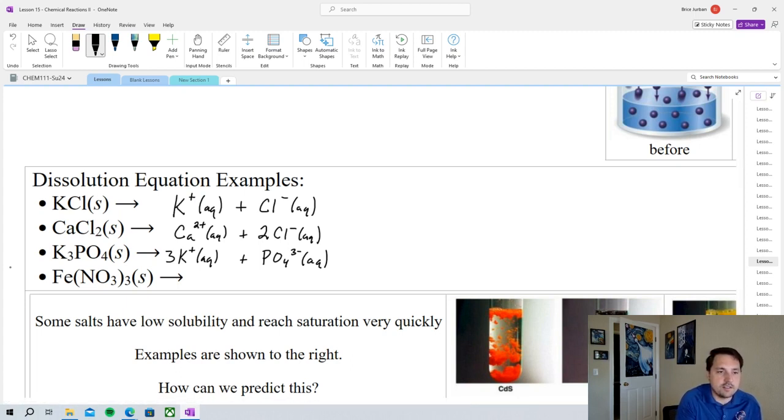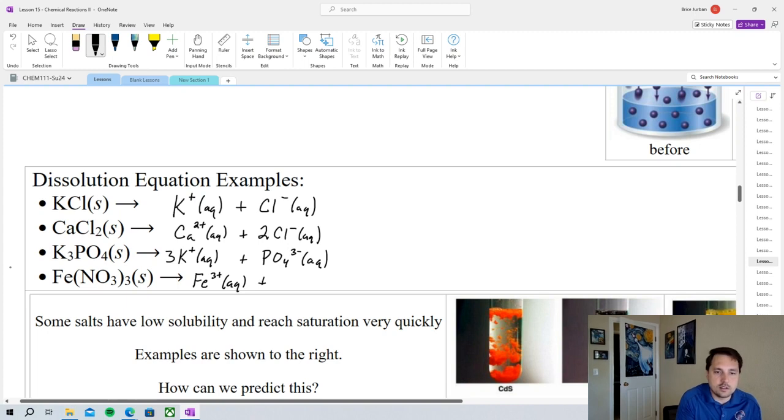And then lastly, I have iron 3 nitrate. I know it's iron 3 nitrate because nitrate has a -1 charge. And we'll get an iron 3 plus ion and 3 nitrate anions. Okay, so that's how you can write a dissolution equation.